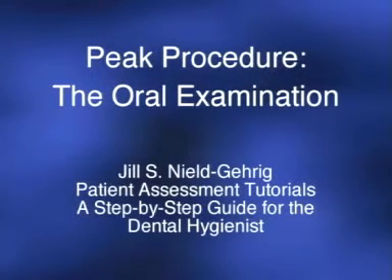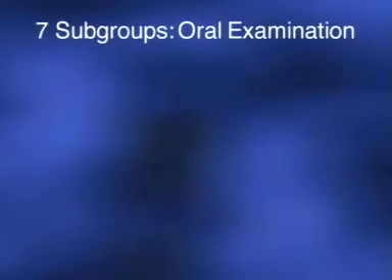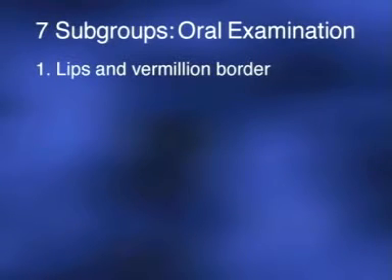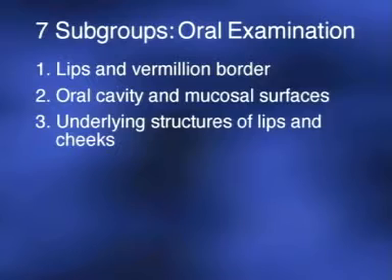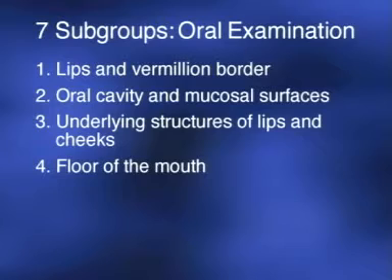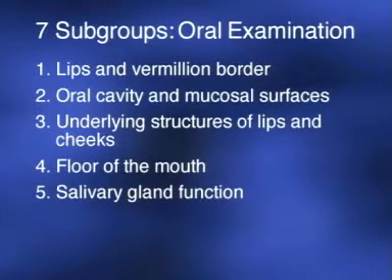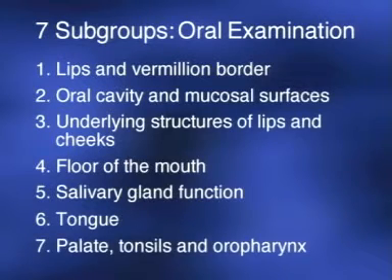PEEK procedure, the oral examination. The oral examination is divided into 7 subgroups: the lips and vermilion border, oral cavity and mucosal surfaces, underlying structures of lips and cheeks, floor of the mouth, salivary gland function, tongue, palate, tonsils, and oropharynx.